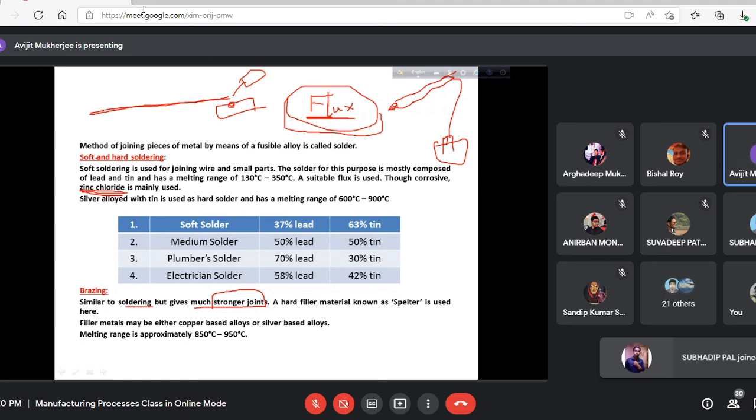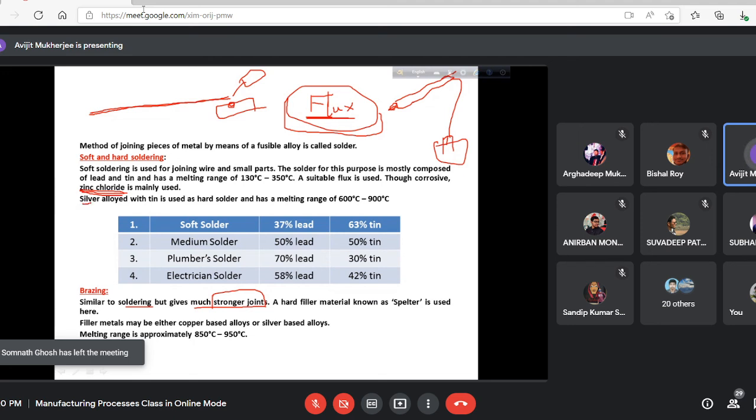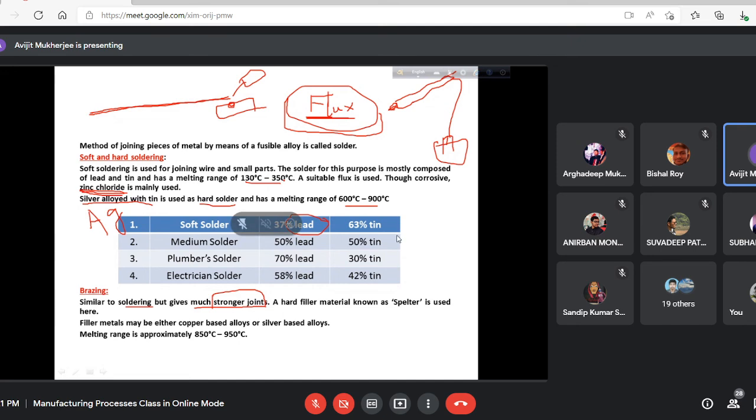And when the alloy is made with tin and lead, this is called soft solder. And when this alloy is prepared with silver, Ag, and tin, where lead is replaced by silver, then it is used as hard solder. What is the difference? The melting range is now from 600 to 900 degrees centigrade instead of 130 to 350.